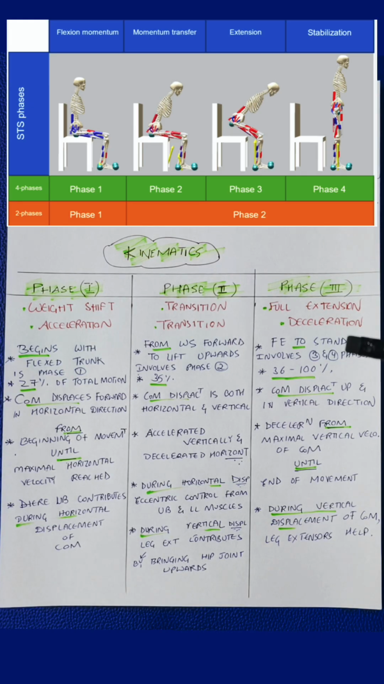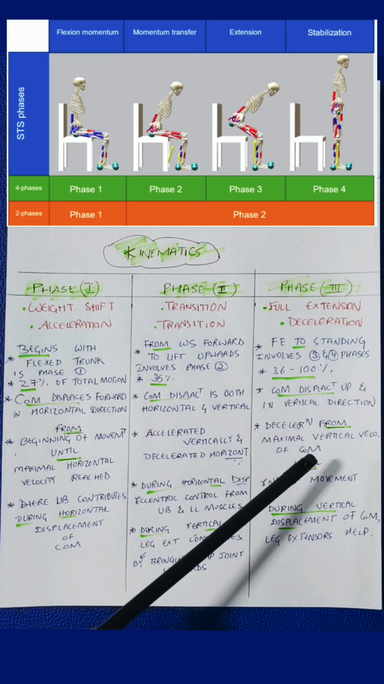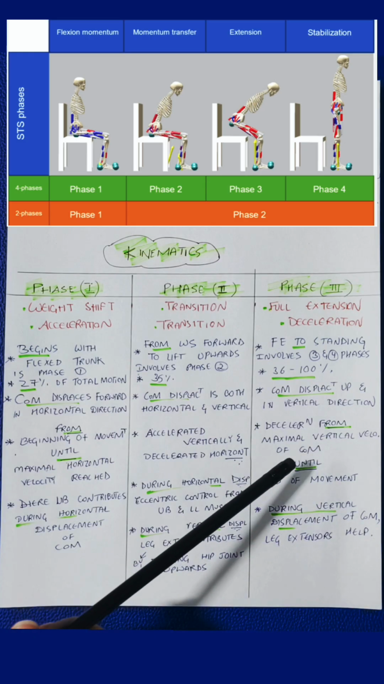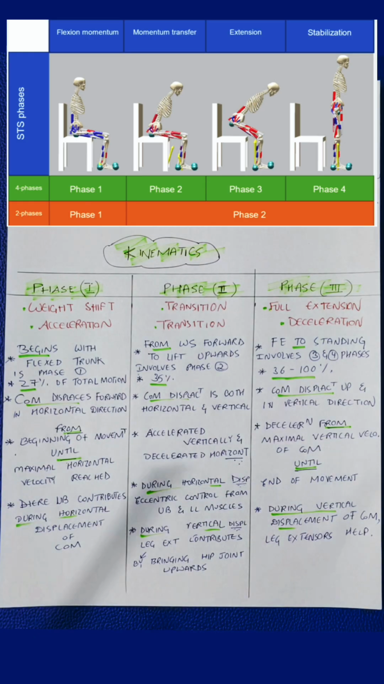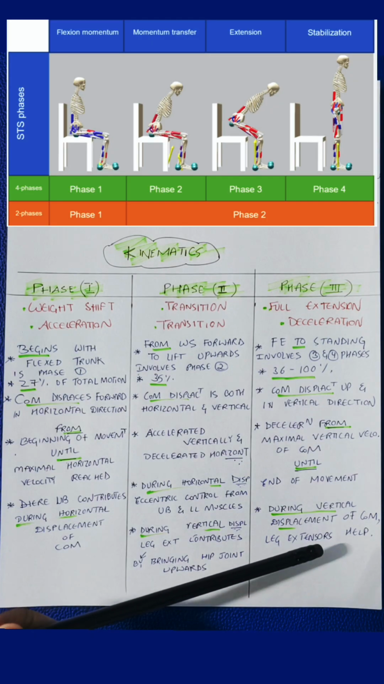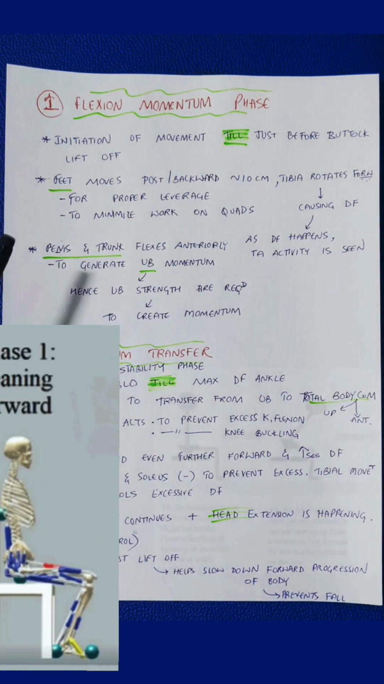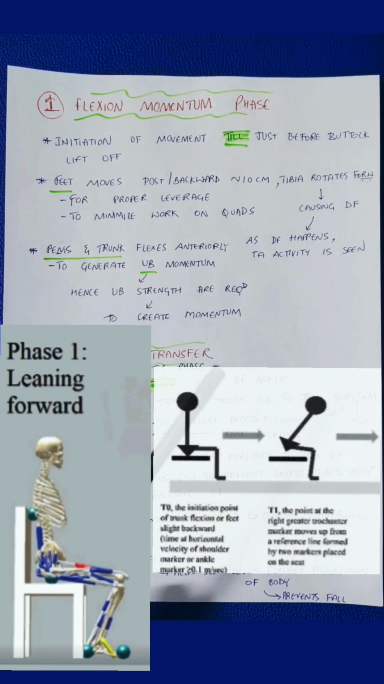Center of mass displacement is up and in the vertical direction. Deceleration from the maximal vertical velocity of center of mass until end of the movement is there. During vertical displacement of center of mass, again leg extensors help. Let's understand each phase. First is our flexion momentum phase.